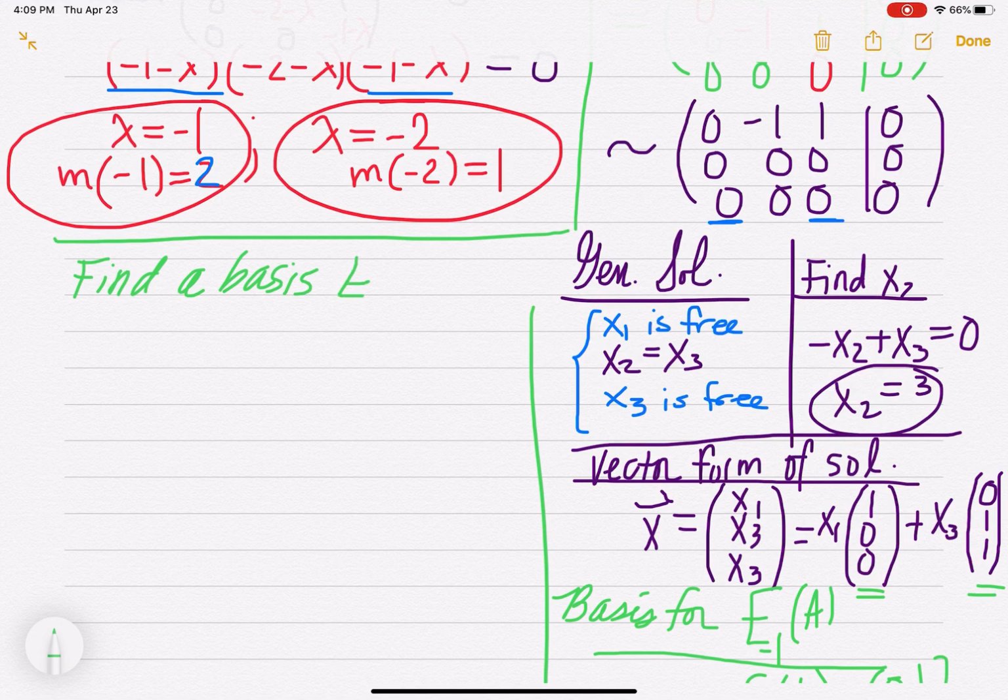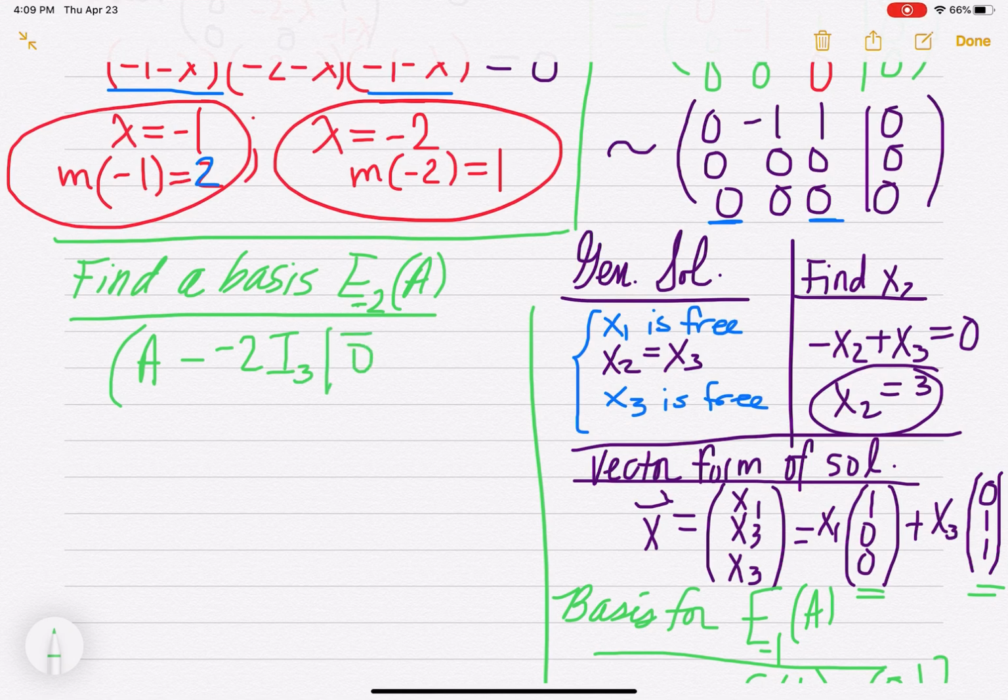For the eigenspace associated with the eigenvalue -2 of A. All right, so let's set up the homogeneous augmented matrix A minus (-2) I3, augmented with the 0 vector. So that's our A minus lambda I, augmented with the 0 vector.